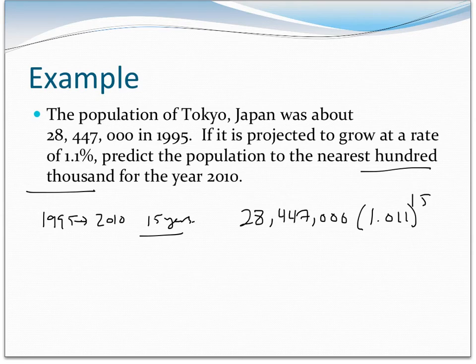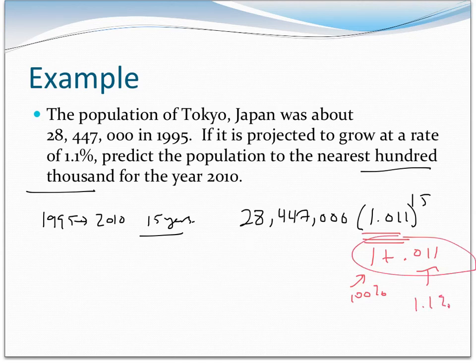This inside right here, just to kind of discuss it, is 1 plus 0.011. This is our 100%, and this is our 1.1%. But just numerically looking at this, we see our initial plus our growth. Okay, so this guy right here is our initial, and this guy right here is our growth. So we're going to pull out our calculator, crank out the numbers, and get an answer.